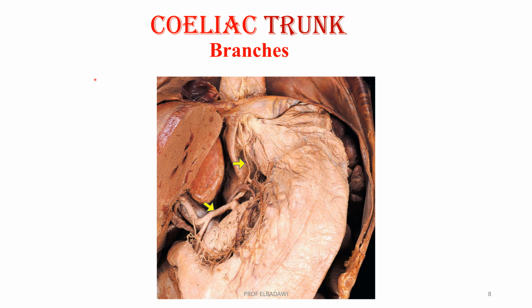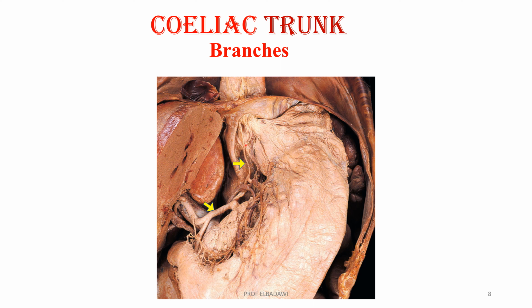Now, the branches of this celiac trunk are three. That is the left gastric, the splenic, which we have seen in the previous slide and will see again, and the common hepatic artery. So there are three main branches: splenic, common hepatic, and left gastric. Let's start by the smallest branch, which you can see here. That is the left gastric artery, which will pass upwards behind the cavity of the lesser sac, as the other two will do.